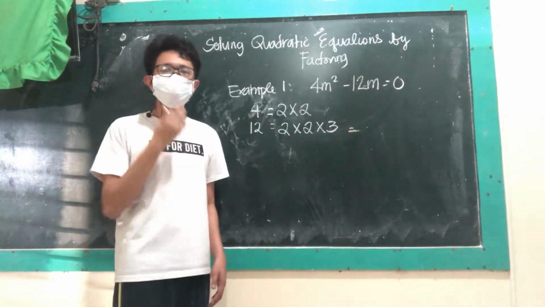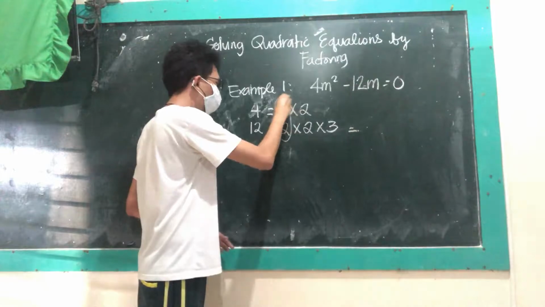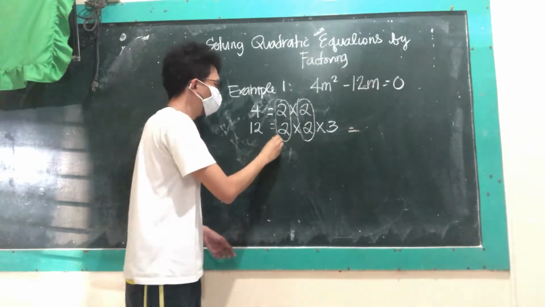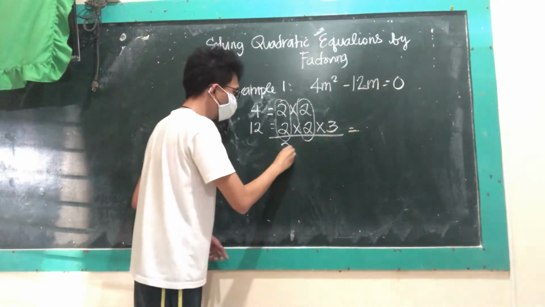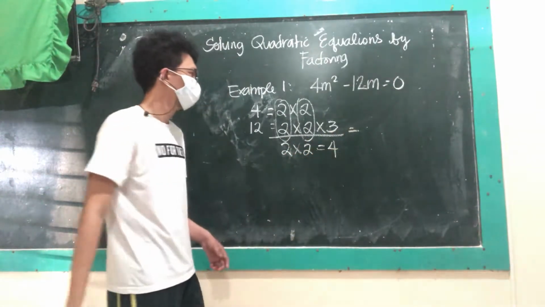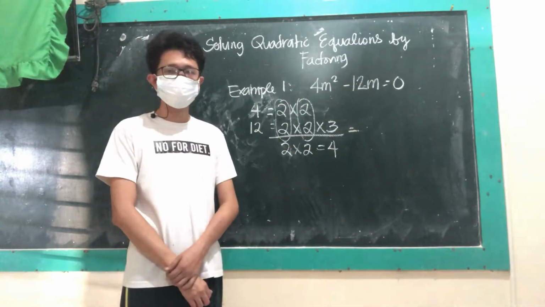Now we will get the common factors of 4 and 12. The common factors are the first 2 and the second 2. So the common factors give us 2 times 2, which is equal to 4. In the numerical coefficients, the common factor is 4.